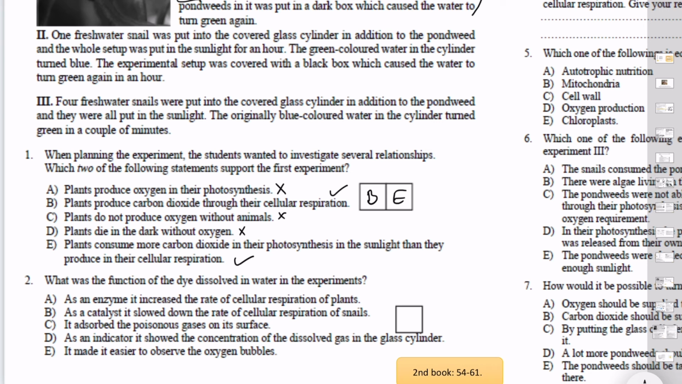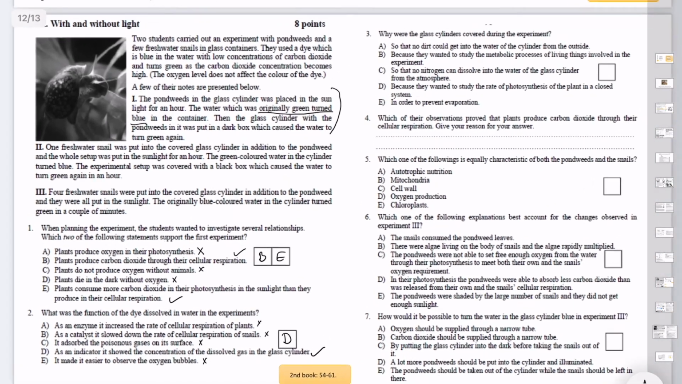What was the function of the dye dissolved in water in the experiment? As an enzyme, it increased the rate of cellular respiration of plants. As a catalyst, it slowed down the rate of cellular respiration of snails. No, it absorbed the poisonous gases of its surface. As an indicator, it showed the concentration of the dissolved gas in the glass cylinder. That is true. It made it easier to observe the oxygen bubbles. So D will be the good answer.